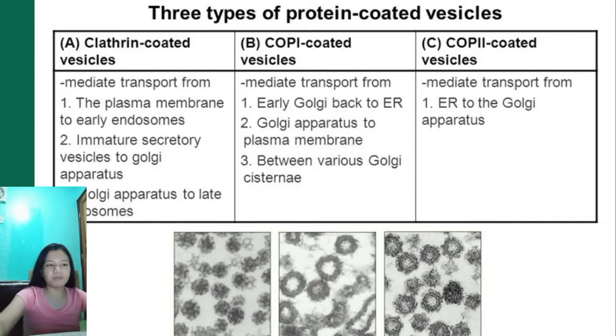COP1-coated vesicles naman mediate transport from early Golgi back to ER, Golgi apparatus to plasma membrane, and between various Golgi cisternae. While sa COP2-coated vesicles naman, nagme-mediate ng transport from ER to the Golgi apparatus. So, yung mga nasa baba, ayan yung mga picture nung nilang tatlo.